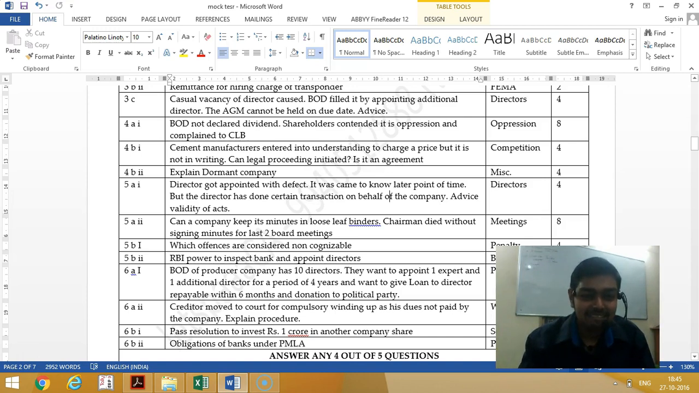Then, can a company keep its minutes in loose leaf binders? It should be chronologically numbered, okay, and no backdated minutes should be placed there, and each and every page should be signed by the chairman, initialed by the chairman, and it should be prepared within 30 days. It should be bound.